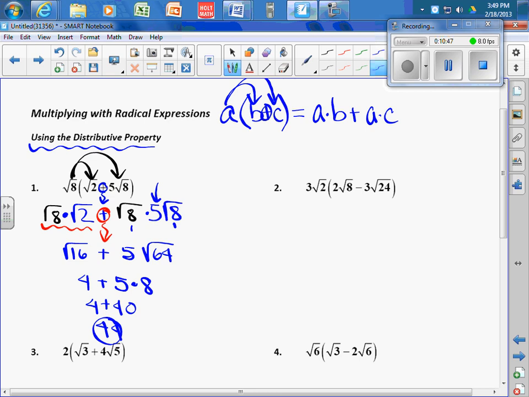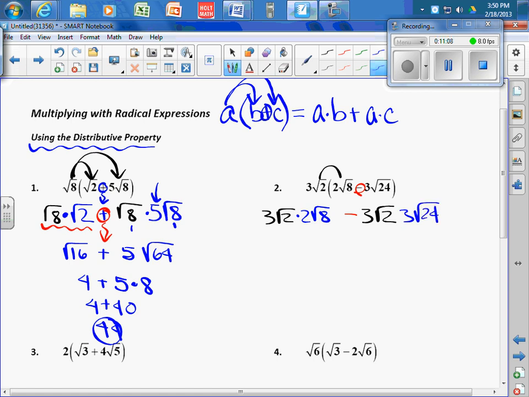Number 2, write down the 3 radical 2 times the 2 radical 8. Bring down the minus sign. And then you're going to be taking 3 radical 2 times the 3 radical 24.